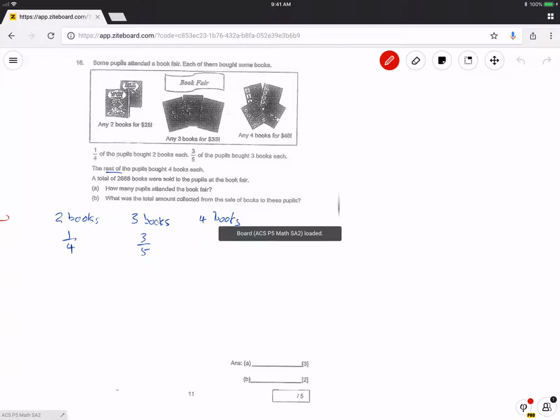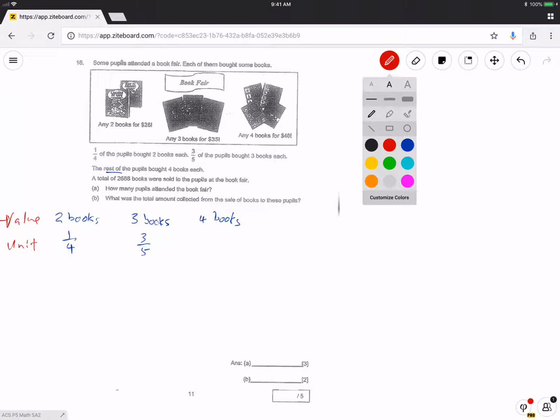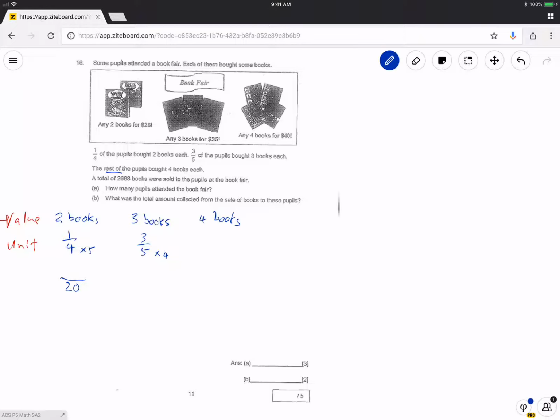Okay, so what we have here is the values, and this is the unit, but my unit is not complete, right? So what I need to do is to make the denominator the same. Between 4 and 5, I will choose 20. So 1 times 5 is 5 out of 20, and 3 times 4 gives 12 out of 20.